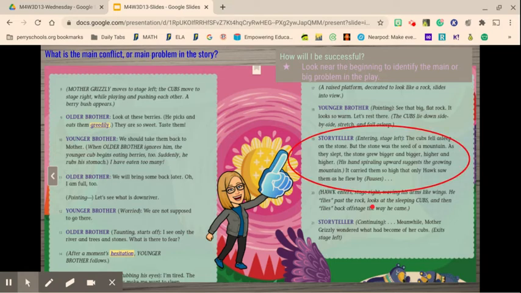So in here it says, storyteller entering from stage left, the cubs fall asleep on the stone, but the stone was a seed of a mountain. As they slept, the stone grew bigger and bigger, higher and higher. His hand sprawling upward suggests the growing mountain. It carried them so high that only Hawk saw them as he flew by. This is where the beginning of our problem happens. We know that the cubs fall asleep and the mountain starts to grow so that only Hawk is able to see them.